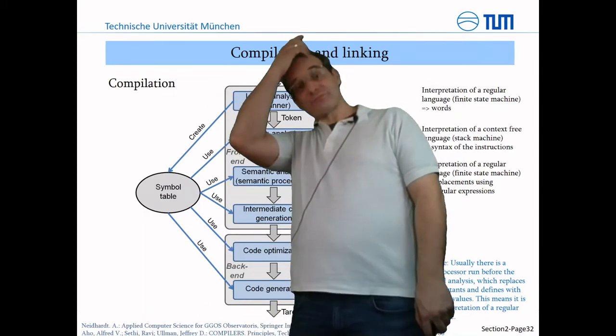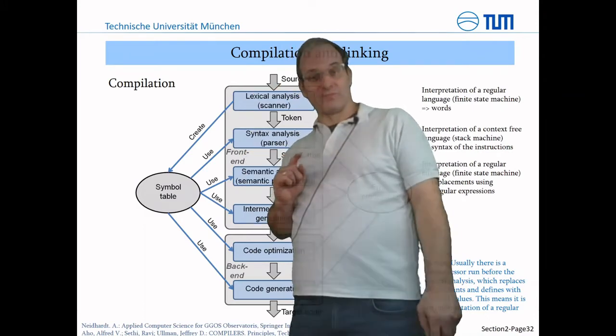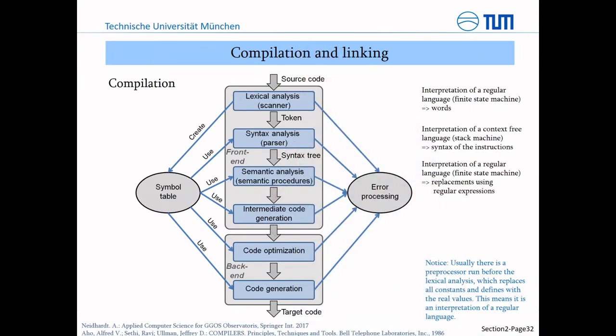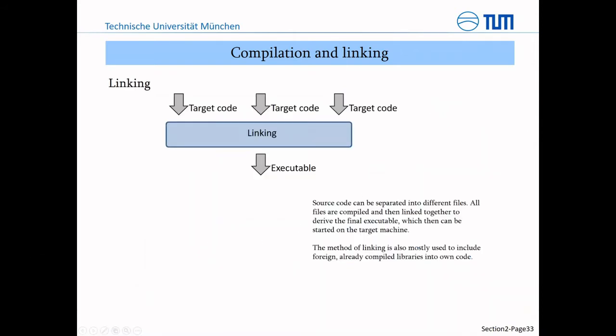So now, what is still missing? Still missing is the following: a linking process. We created now different files as a version of target code. So we have different target codes, we have different modules, and now we want to combine them into one executable. So we want to combine it into one running program.